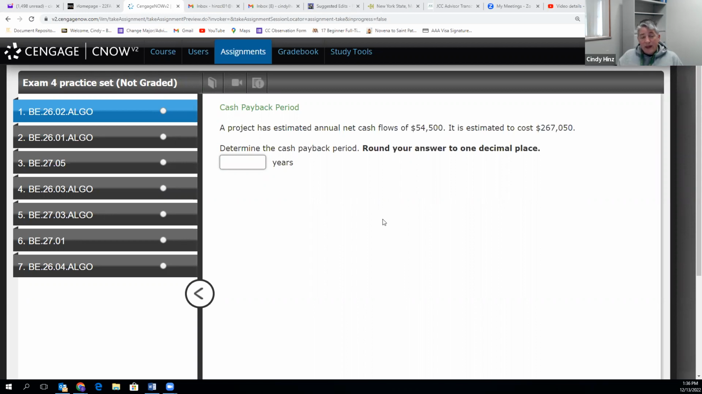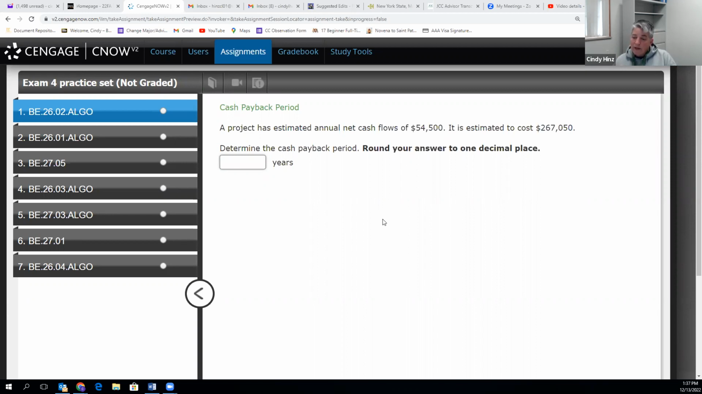So one of the advantages of those 2 methods is that they're quick and simple, but the disadvantage is they don't take into account the time value of money, and they may not even take into account, as the cash payback period does not, all of the cash flows associated with the project. They may only be looking at the first few years of that project.